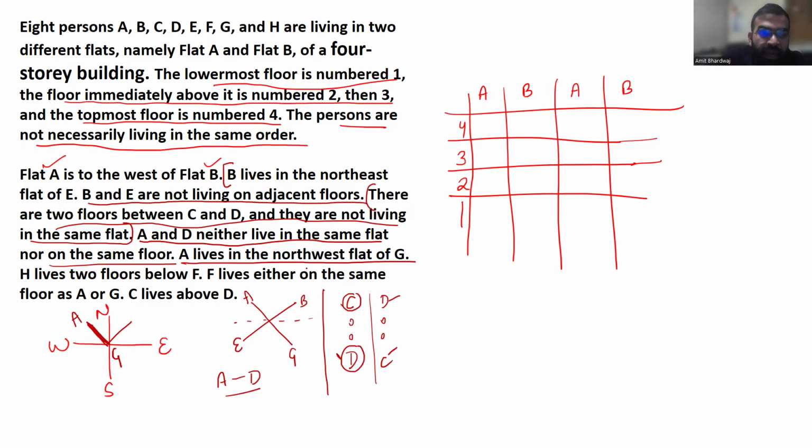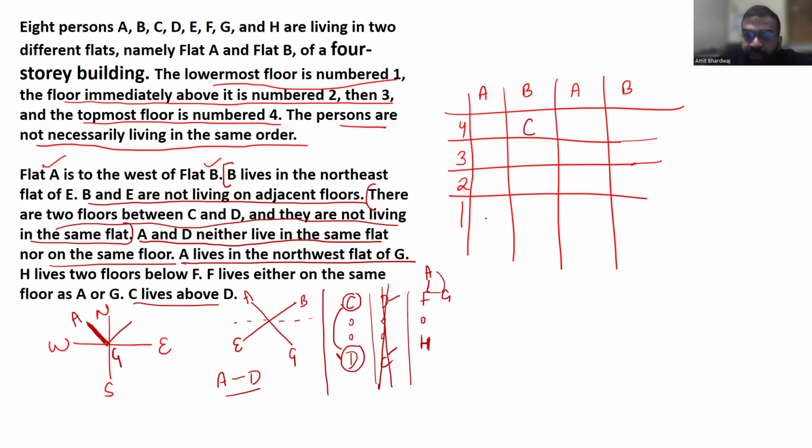And H lives two floors below F. Basically, the H situation is like this. And F lives either on the same floor as A or G. Means F will live either with A or G, not simultaneously with both, which is not possible. And it is given that C lives above D, means this situation is rejected. Now please understand how to arrange all the information, and they are in different flats.